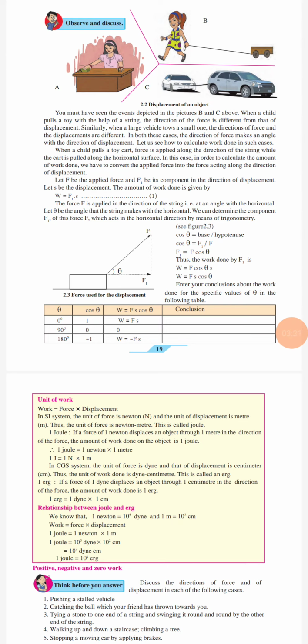This is the unit of work in CGS and SI. In SI we call it the joule, and in CGS we call it the erg. So 1 joule is equal to 10 raised to 7 erg.